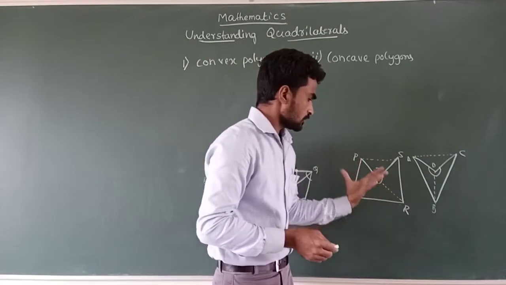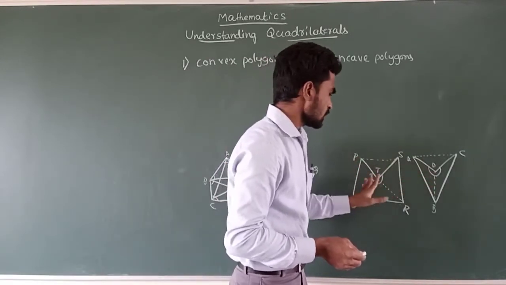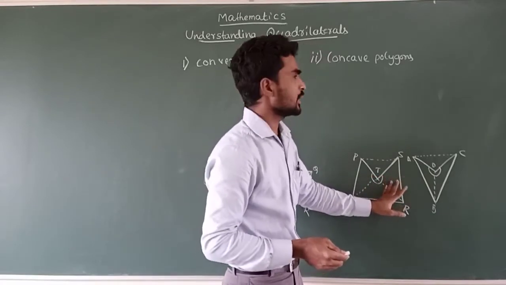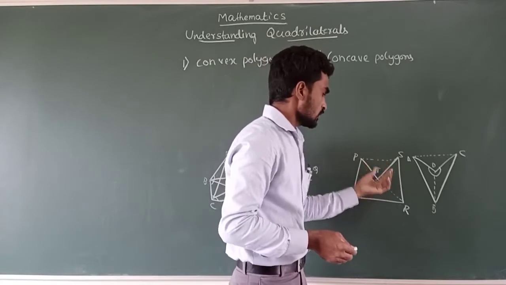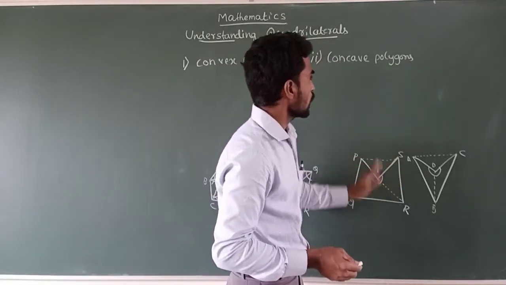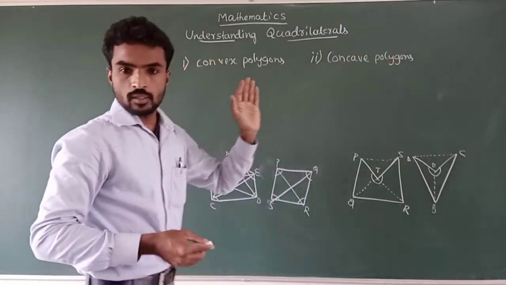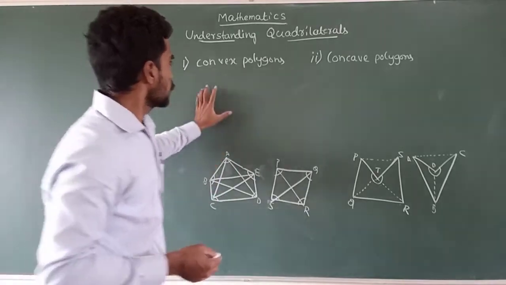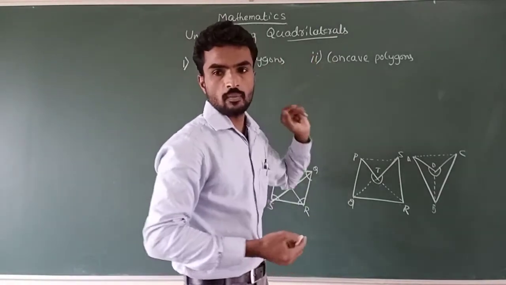The polygons which have one or more angles that are more than 180 degrees are called concave polygons. In other words, if the diagonals are exterior to the polygon, those polygons are called concave polygons. These are the two types of polygons. One is concave, another one is convex.